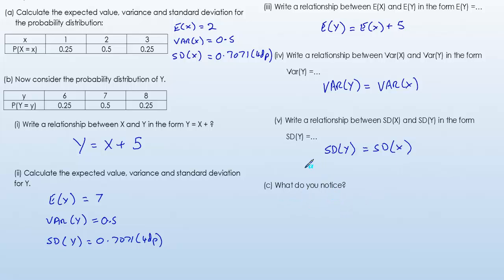So what do we notice? Well, the mean is affected by just adding a number on, but the dispersion, the variance and standard deviations, which are both measures of dispersion or spread of data, those are unaffected. And that's not surprising because 6, 7, 8 is spread out exactly as much as 1, 2 and 3. So in other words, if we just add, we'll affect the expectation but not the variance or standard deviation.